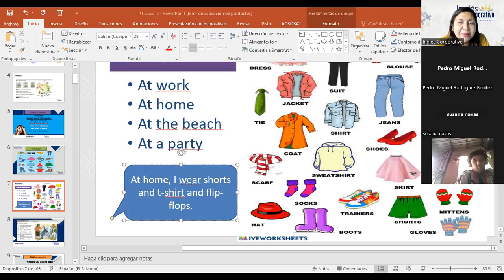At home, allá está el primer ejemplo. At home, I wear pants, t-shirts, and trainers. At home, I wear a t-shirt, shorts, and crocs. Nice. They are very comfortable. They are my husband's favorite type of shoes. I wear shorts and dress. Okay.